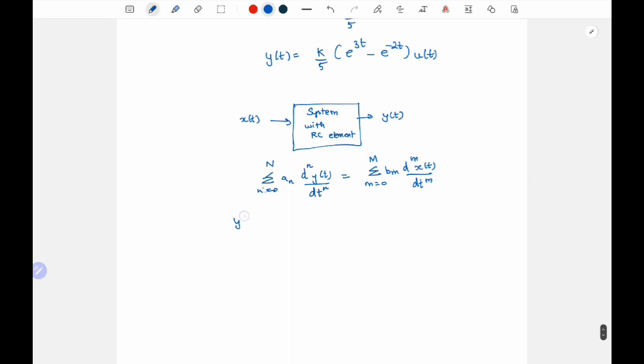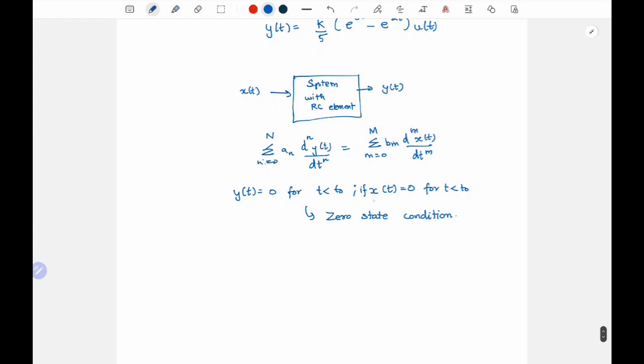And we add the condition y of t equal to 0 for t less than 0, or in some situations t less than t naught, and x of t equal to 0 for t less than 0. This causality condition is called the zero state condition, because before the input arrives, the output is actually in the zero state.